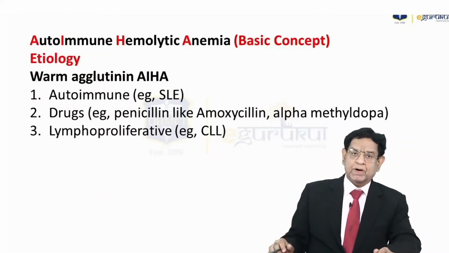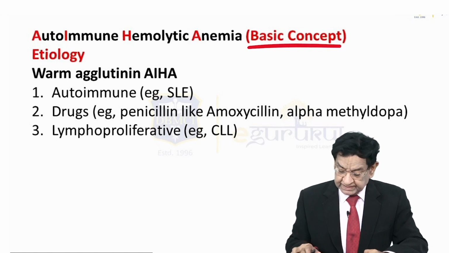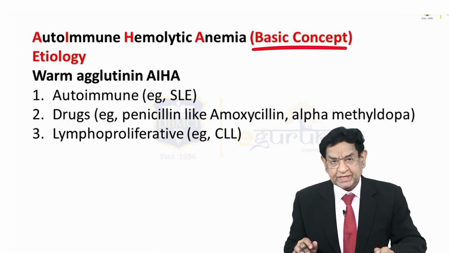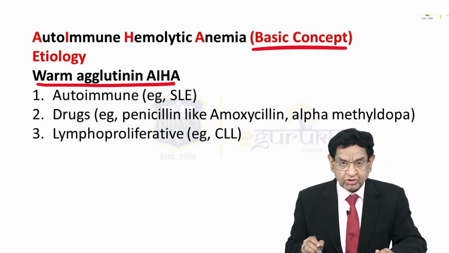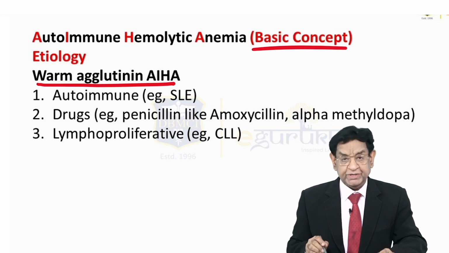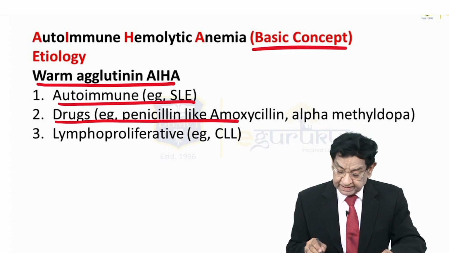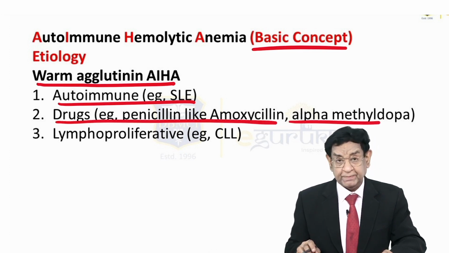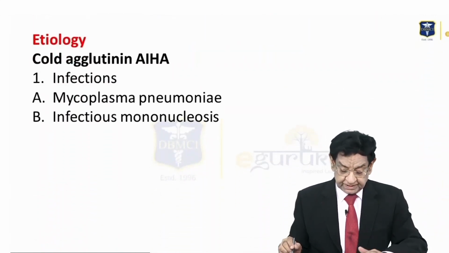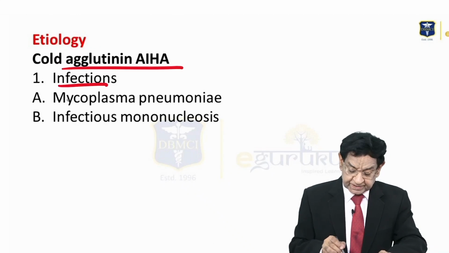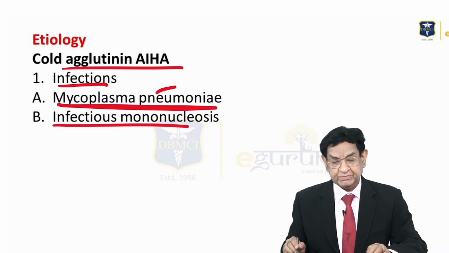So let's talk more about AIHA, that is autoimmune hemolytic anemia, basic concept. Then it will really enhance our knowledge. So what is the etiology? We have two types: warm autoantibodies and cold autoantibodies. Causes of warm autoantibody-induced AIHA: autoimmune diseases like SLE, drugs like penicillin, amoxicillin, alpha-methyldopa, and lymphoproliferative disorders. Etiology of cold AIHA: infections like Mycoplasma pneumoniae, which is a universal question, so an important question, and infectious mononucleosis.